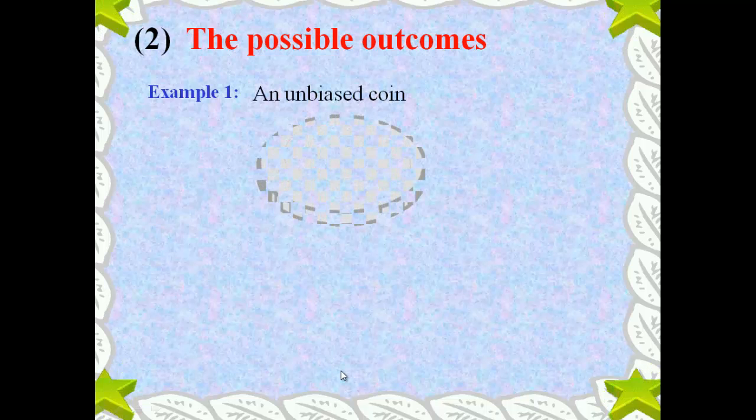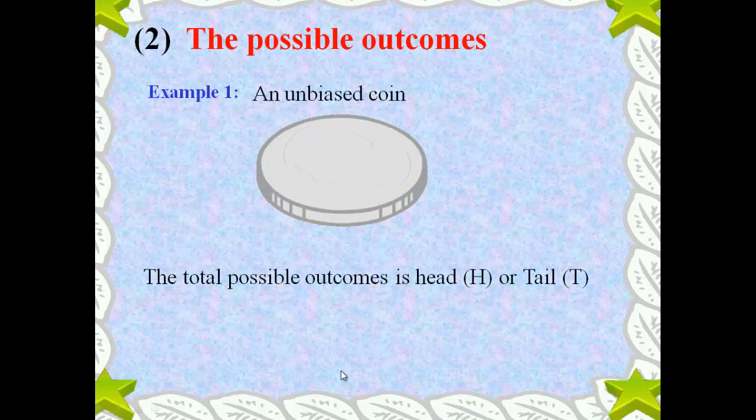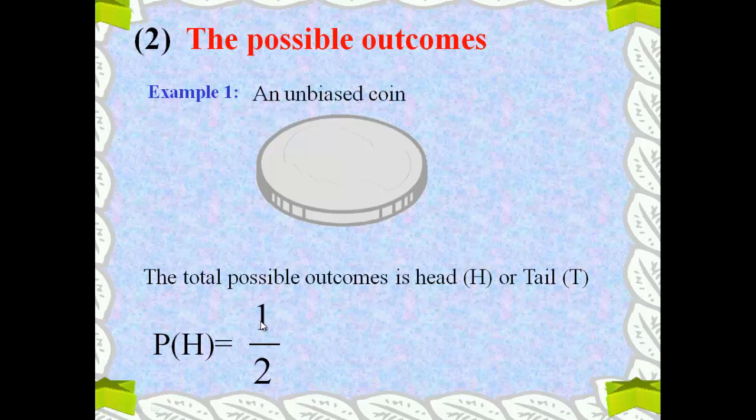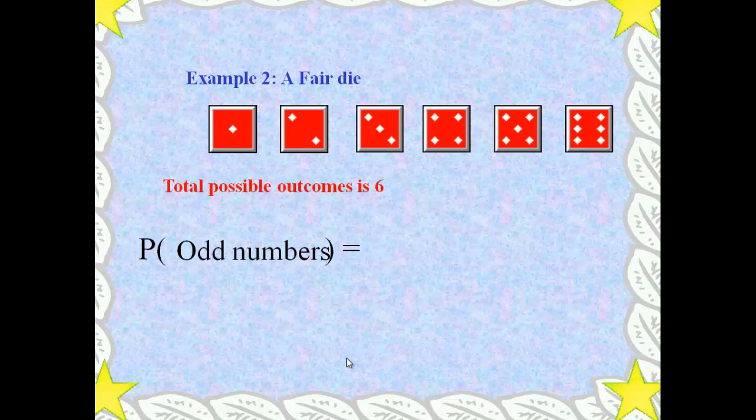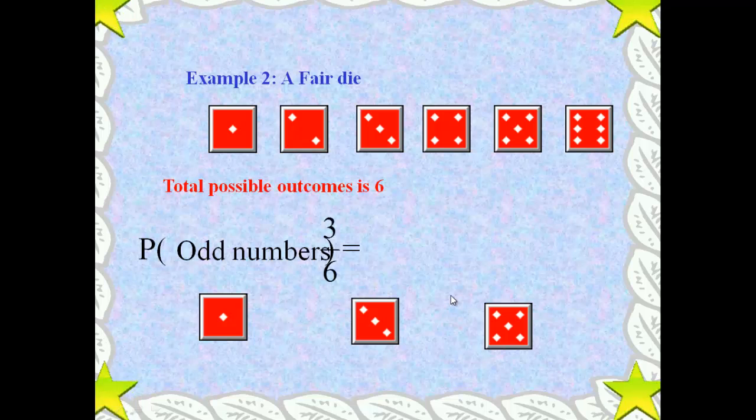An unbiased coin, 2 possible outcomes, head or tail. So the probability of a head, that outcome is 1 out of 2, so it's a half. And the same for the probability of a tail. A fair 6-sided die. 6 possible outcomes, so the probability of odd numbers, of which there are 3, 1, 3 and 5, is 3 out of 6, which can be simplified to a half.